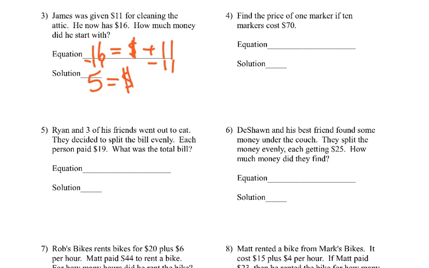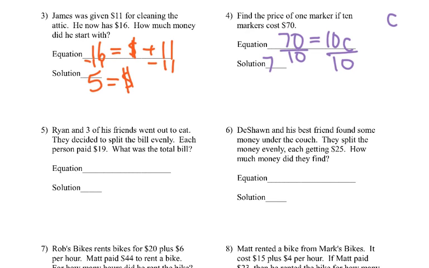All right, 4. Find the price of one marker if 10 markers cost $70. So we have the amount that they cost. We'll put C for cost. So we want the cost of 1, and we know we bought 10 of them. So if I take 70, that's going to equal 10 markers times the cost of 1 marker. So I get 70 equals 10C. So I divide both sides by 10, and we get $7 per marker.